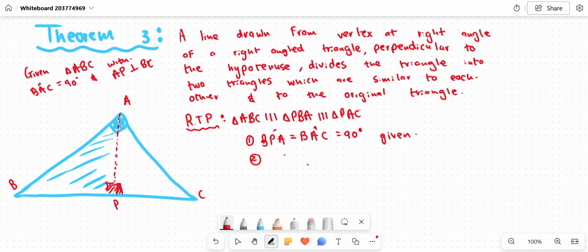The second statement that I'm seeing that is the same between those triangles is the angle B. This B angle is common in both triangles. So angle B is equal to angle B. Why? Because it's a common angle. And since that's a common angle, that means the third angle is also going to be the same. So what does that mean?